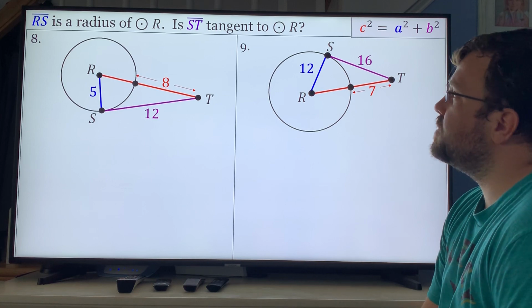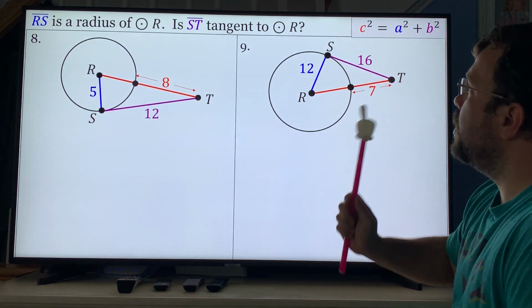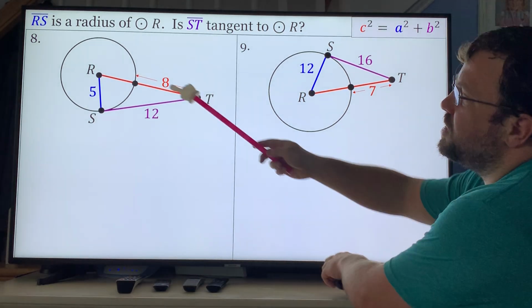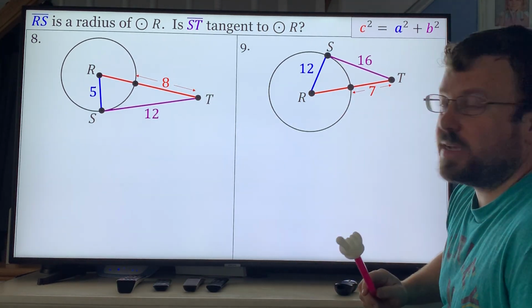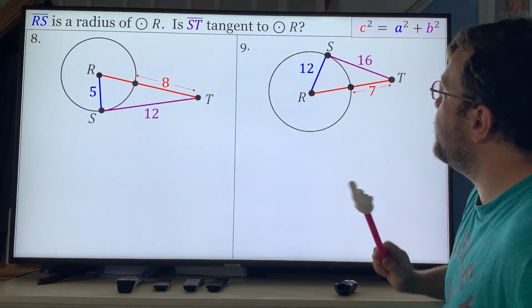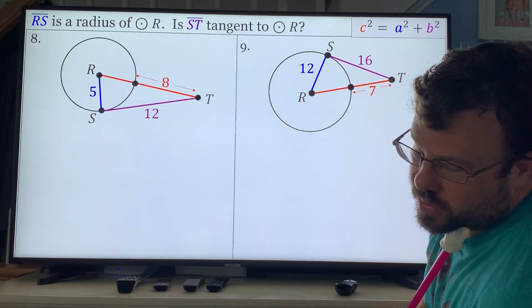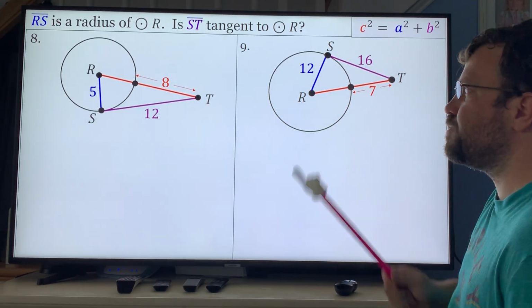Now I want you guys to try problems 8 and 9. Is ST, the purple line, tangent to the circle? In order to find out if it's tangent to the circle, you have to find out if it's perpendicular to the radius. In order to find out if it's perpendicular to the radius, the 2 legs squared have to equal the hypotenuse squared. So go.